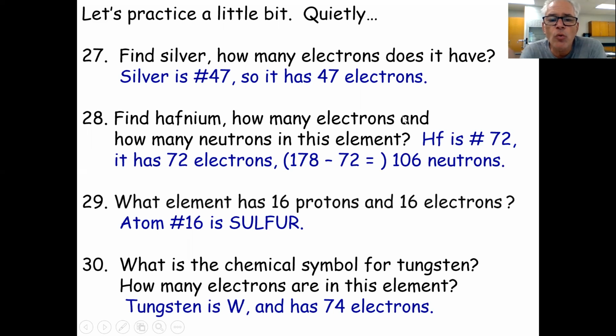Okay, not too hard now, these questions. These answers should all be obvious, right? Silver's number 47. It's got to have 47 electrons. It also has 47 protons. Hafnium has a mass of 178.